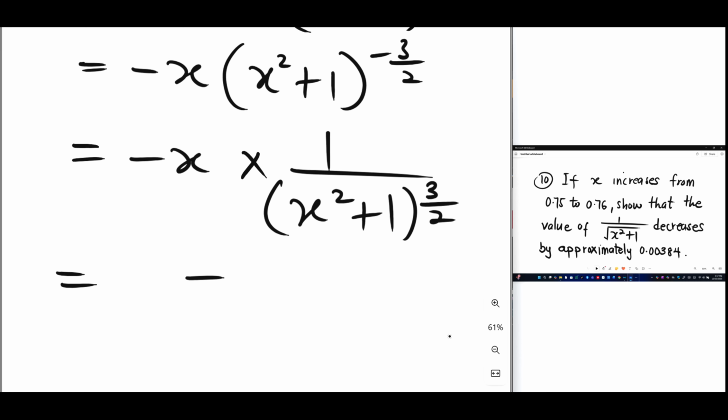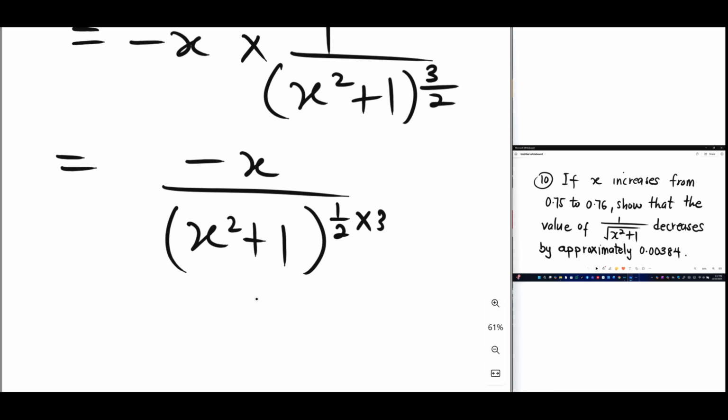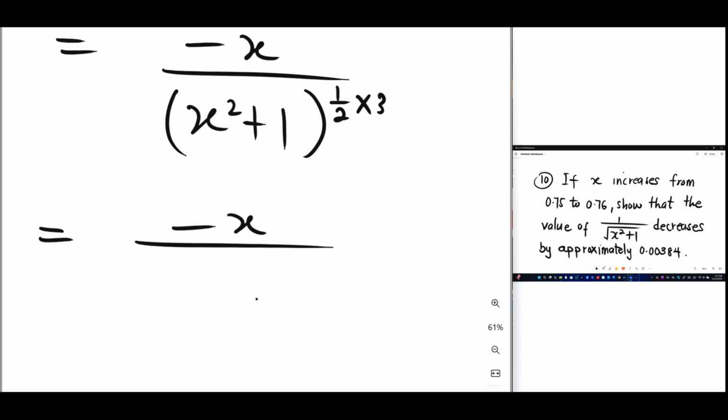So we are going to get negative x divided by, and we have to rewrite this. Let me rewrite it first. We should know that the exponent 3 over 2 is the same as half times 3, which is 3 divided by 2. So we are going to get negative x divided by the square root of x squared plus 1, all in bracket.